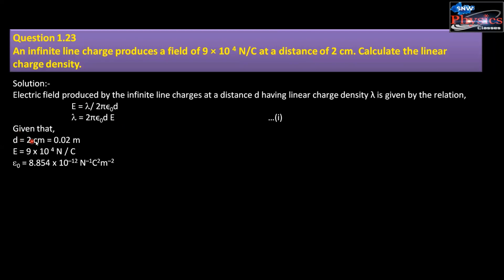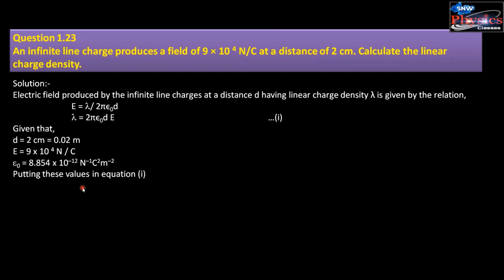It is given that d is equal to 2 सेंटीमीटर. इसको कन्वर्ट करेंगे मीटर में तो या तो हम लोग लिख सकते हैं 2 into 10 to the power minus 2 और we can write 0.02 meter. E electric field it is given that 9 into 10 to the power 4 Newton per coulomb. Epsilon naught की वैल्यू हम लोगों को पहले से मालूम है that is 8.854 into 10 to the power minus 12.